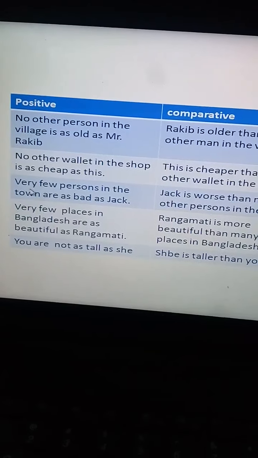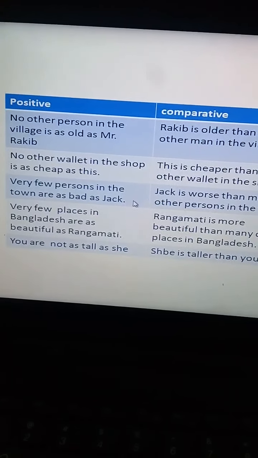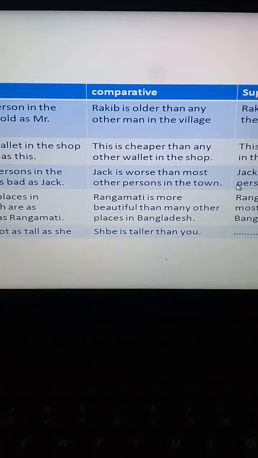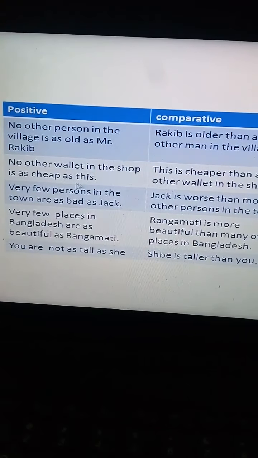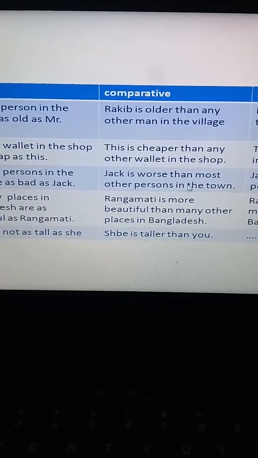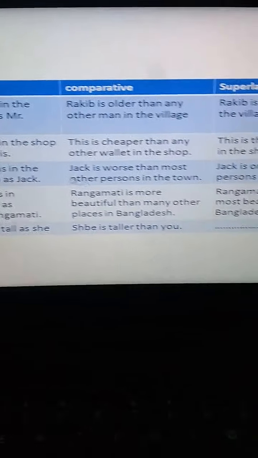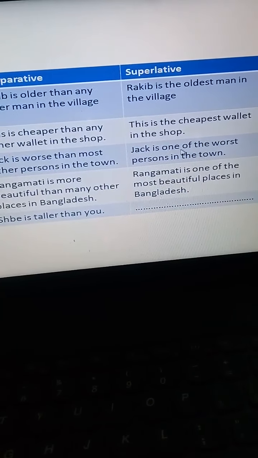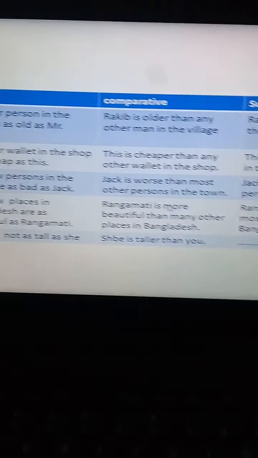Next sentence, very few persons in the town are as bad as Jack. Jack is worse than most other persons in the town. Here, look at the sentence very carefully. Very few persons, plural noun and plural verb are. Comparative: I have written than most other, and after that persons, plural noun. And Jack is one of the worst persons in the town. I have written one of the and then persons, plural noun.